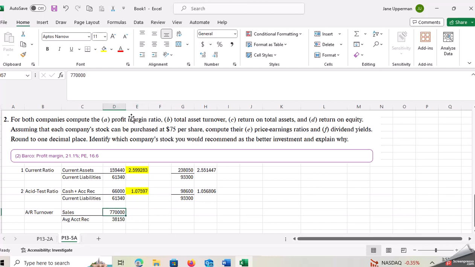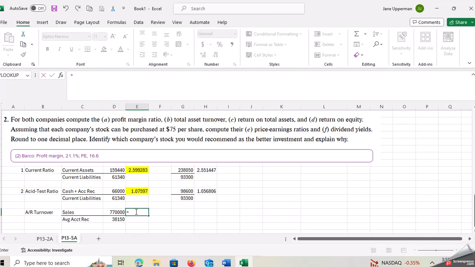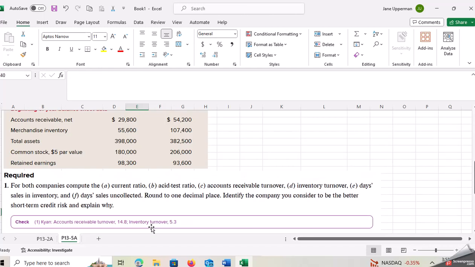Okay. And then again, our formula is 770,000 divided by the 31,150. So the accounts receivable turnover is 20.8183 times. Now we'll go up and do the same thing above.